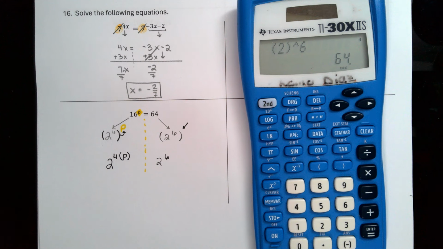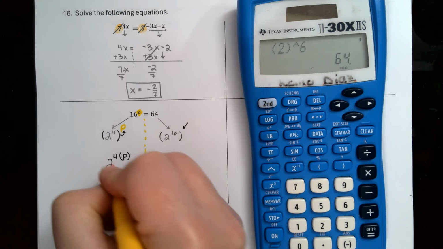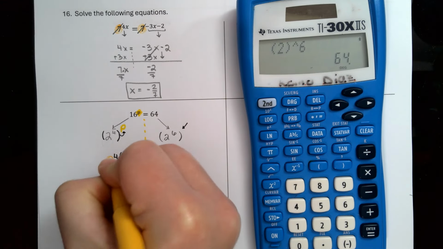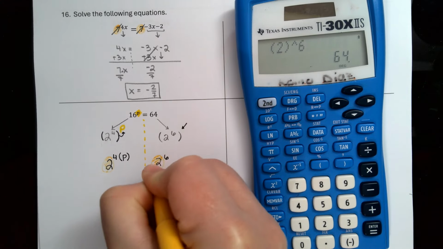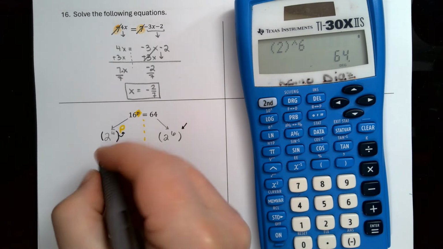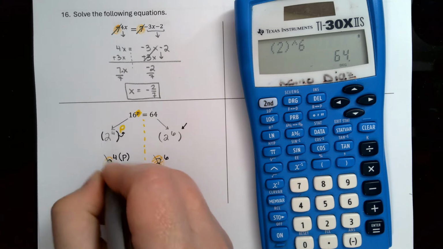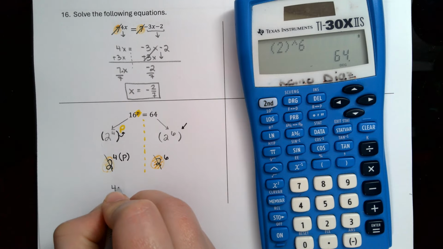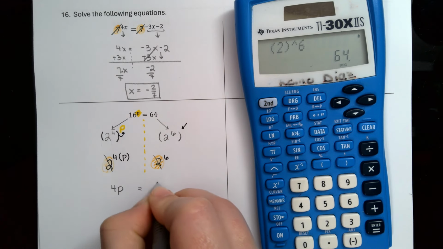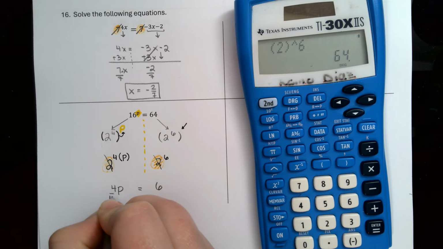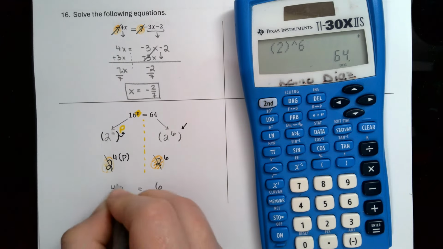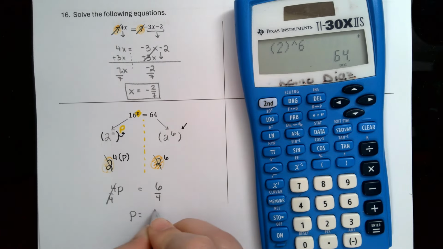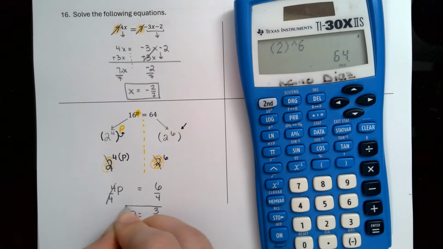Okay, now, do we have a 1-to-1? Yes. Now we have 1-to-1. We have 2 and 2, one base on each side, so we can remove these 2 here and here. We get 4 times p, which is 4p, is equal to 6. Let's divide by 4, divide by 4. Simplify your fractions. We get 3/2 for p.